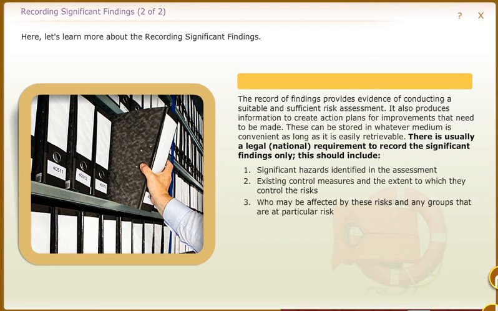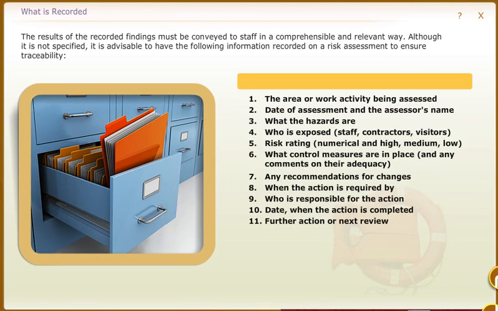There is usually a legal or national requirement to record the significant findings only. This should include significant hazards identified in the assessment, existing control measures and the extent to which they control the risks, who may be affected by these risks and any groups that are at particular risk. The results of the recorded findings must be conveyed to staff in a comprehensible and relevant way.